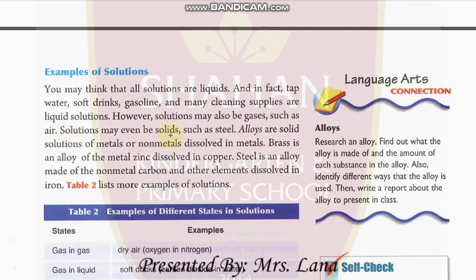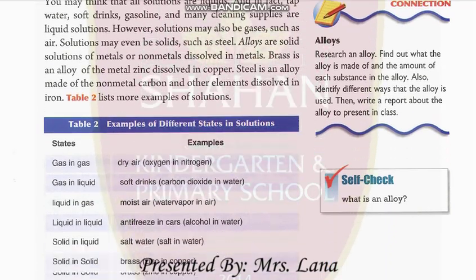Solutions may even be solid, such as steel. Alloys are solid solutions of metals, or non-metals dissolved in metals. Brass is an alloy of the metal zinc dissolved in copper. Steel is an alloy made of the non-metal carbon and other elements dissolved in iron. This table lists more examples of solution.